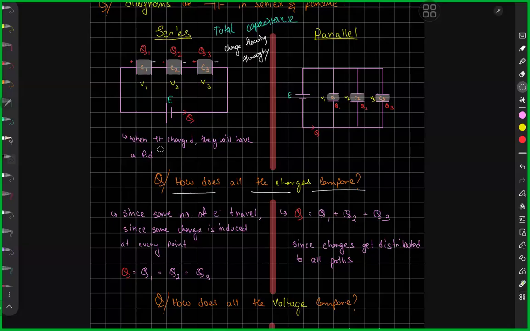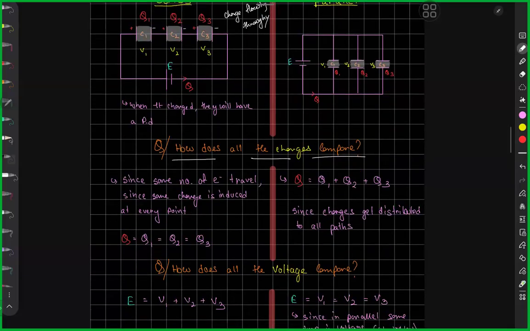So if I have Q moving through, Q1, Q2, and Q3 is equal to what? Q. Whatever charge I have moving over here moves through here, here, here, here, and it comes back. The amount of charge doesn't change, regardless of how many capacitors you have in series. Keep that in mind.